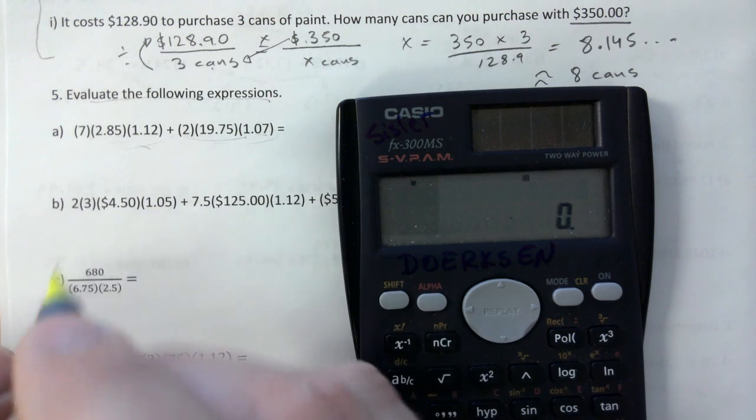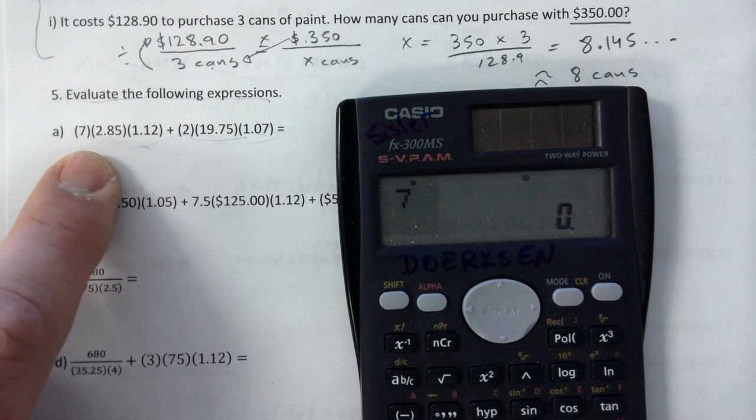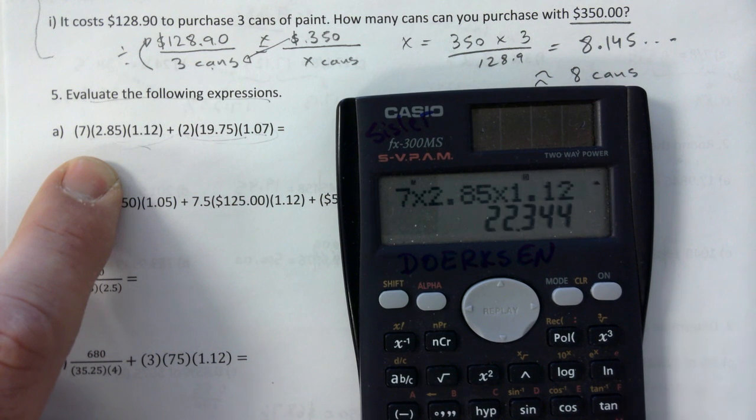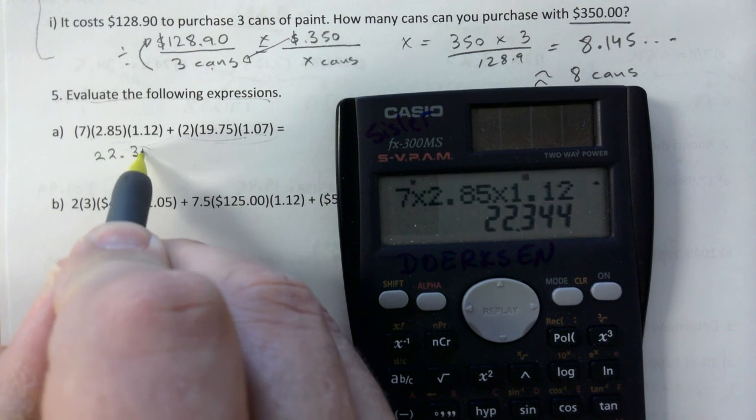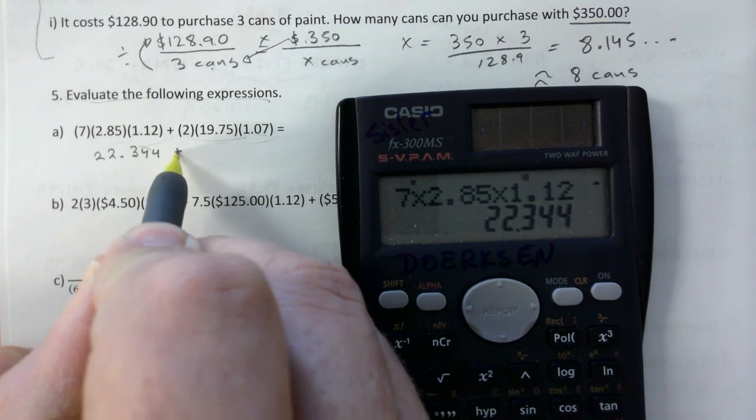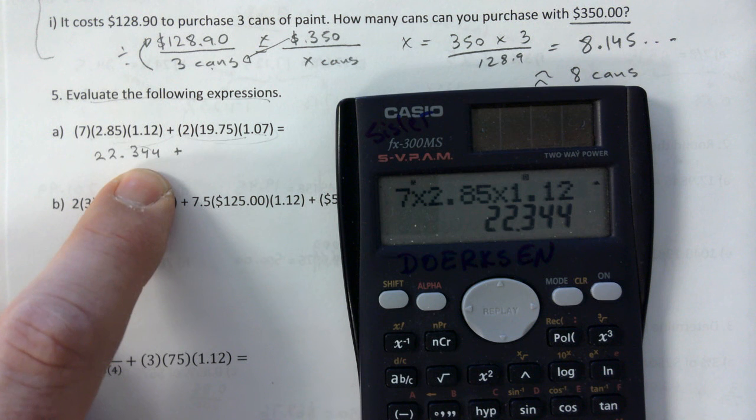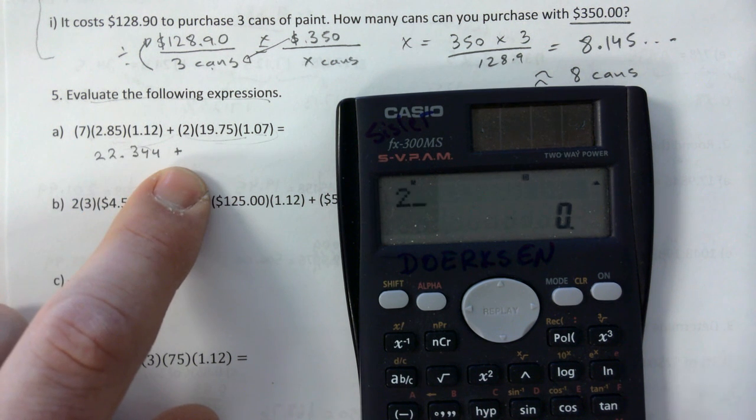So I will show you the step by step first. So 7 times 2.85 times 1.12. We are not going to round just yet. That's the key here. Okay, you write down whatever you get. And then I'm going to clear my screen and do the next one.